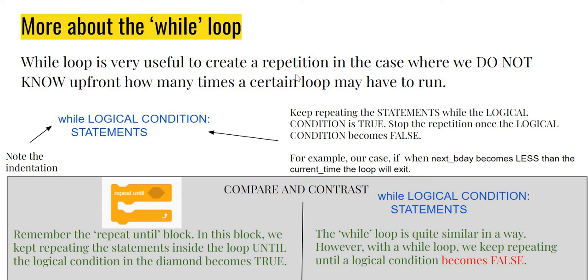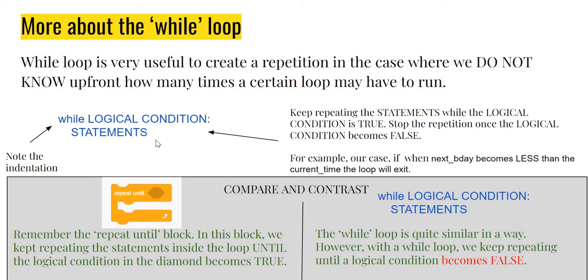We use it to create repetition when we do not know upfront how many times a certain loop will have to run. So what we are going to say is, while a certain condition holds, keep repeating this. When this condition becomes false, exit from the loop. So it's going to repeat till that condition is true.